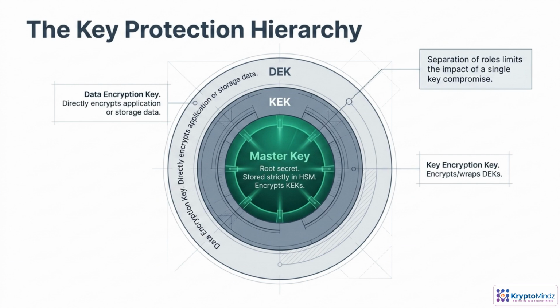Modern systems almost never rely on a single key. Instead, they layer keys in a hierarchy. At the center is a master key, usually locked inside an HSM. Its role is to protect other high-value keys, not data directly. One level out, key encryption keys wrap or encrypt data keys. At the edge, data encryption keys handle the actual application or storage data. This structure localizes damage if one key is compromised and supports strong separation of duties.